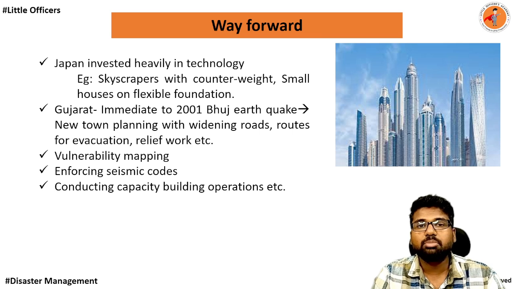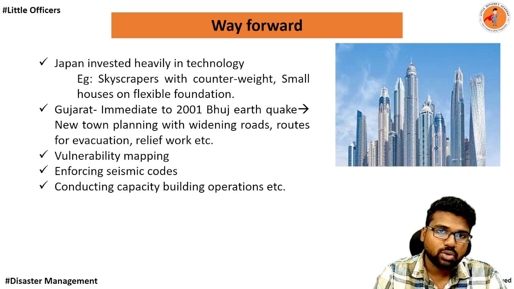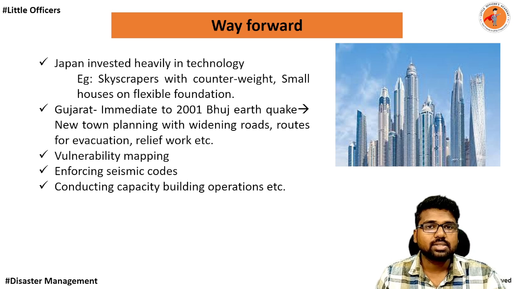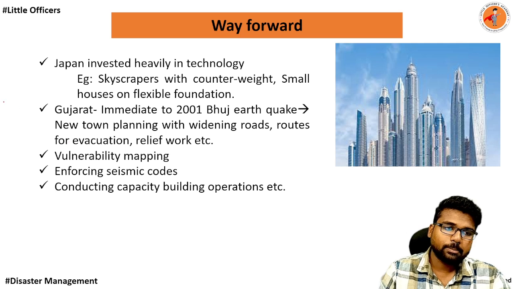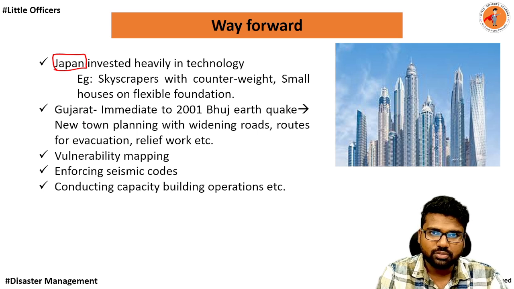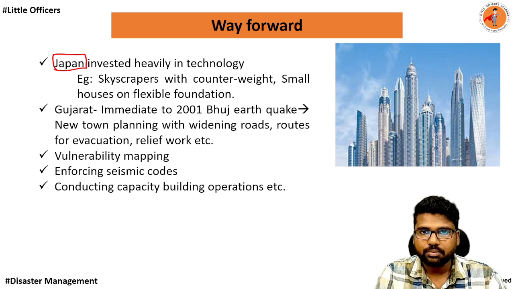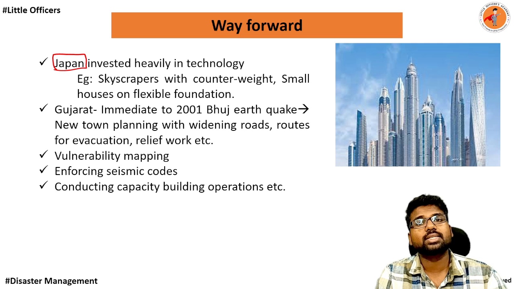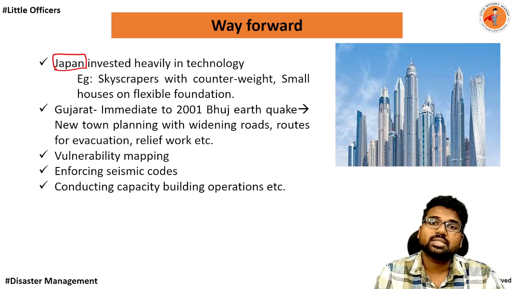Now, what can be explored in the future, or what is the way forward from here? What is the need of the hour? We can always learn the best practices. Japan is one such country, highly vulnerable to natural disasters because of its geographical location. It falls in the Pacific Ring of Fire, a subduction region highly vulnerable to various disasters like earthquakes, volcanic eruptions and landslides. So it has heavily invested in technology to become disaster resilient.